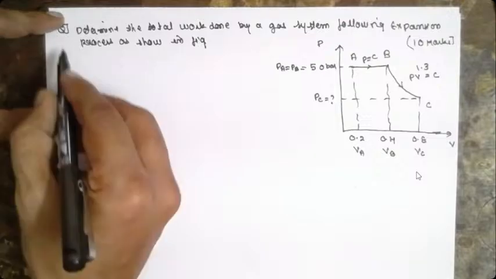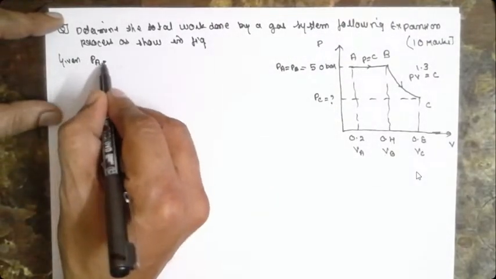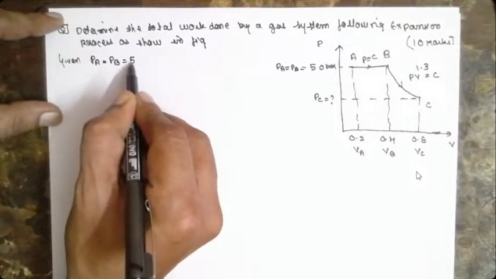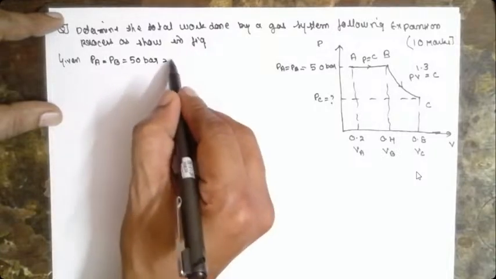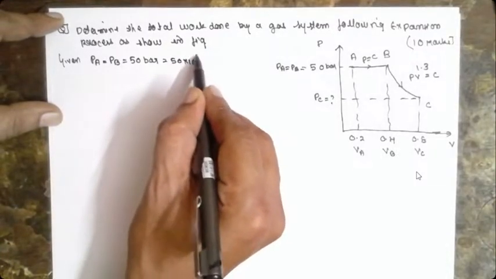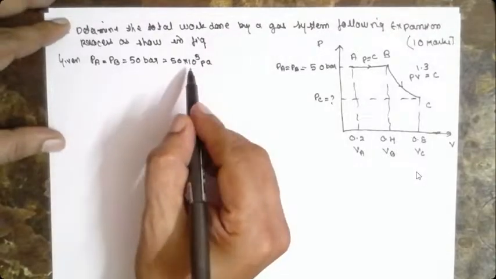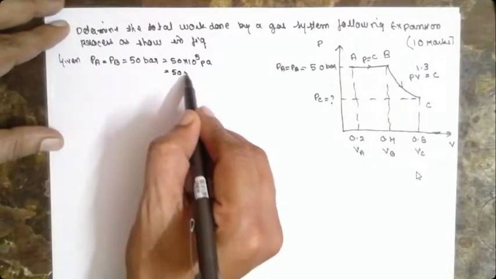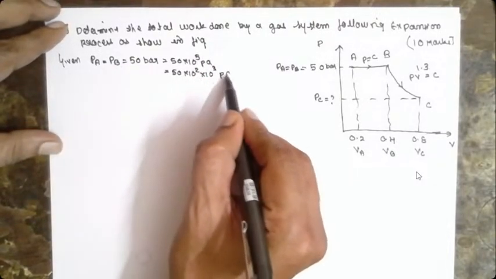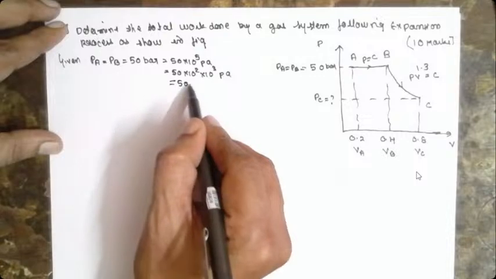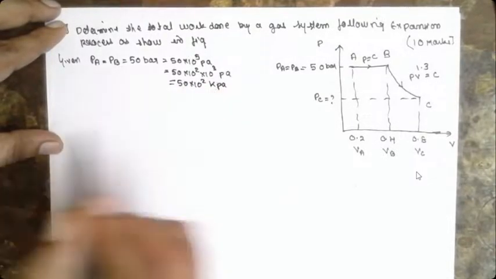Now, given PA is equal to PB, which is nothing but 50 bar, 50 into 10 raised to 5 Pascal. We have to multiply into 10 raised to 5. Next, 50 into 10 raised to 2 into 10 raised to 3 Pascal is equal to 50 into 10 raised to 2 kilopascal, since 10 raised to 3 becomes K.